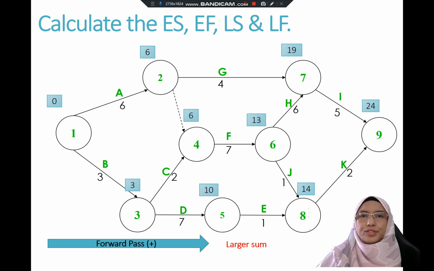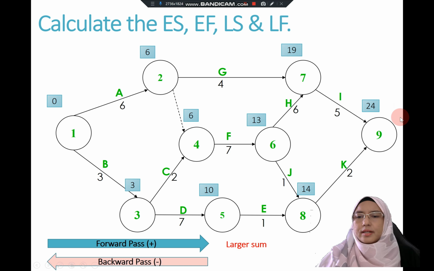Now let's continue with the backward pass. The backward pass is where you start from the right side to the left side of the network diagram, and you need to subtract the duration of the activities. So let's start with the same value as you end here. So it starts with 24. 24 minus 5 is 19, and 24 minus 2 gives you 22.